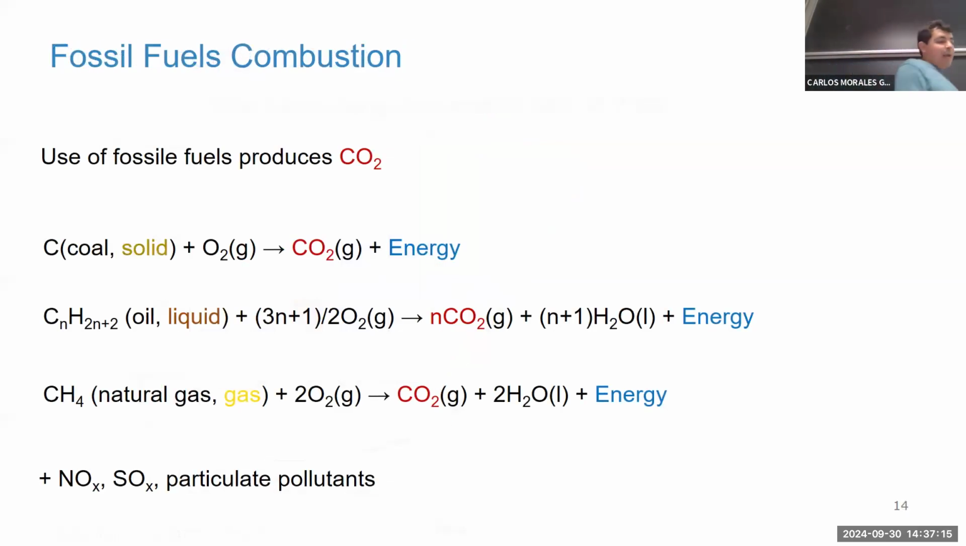So the challenge is that 80% of our energy comes from fossil fuels. If you just look at the chemistry, you have carbon, you add oxygen, you generate CO2, and that's the way we release energy. If you have oil or natural gas, you don't only generate CO2, you also generate water, because the hydrogen atoms in the hydrocarbons need to go somewhere. And this also generates some pollutants.